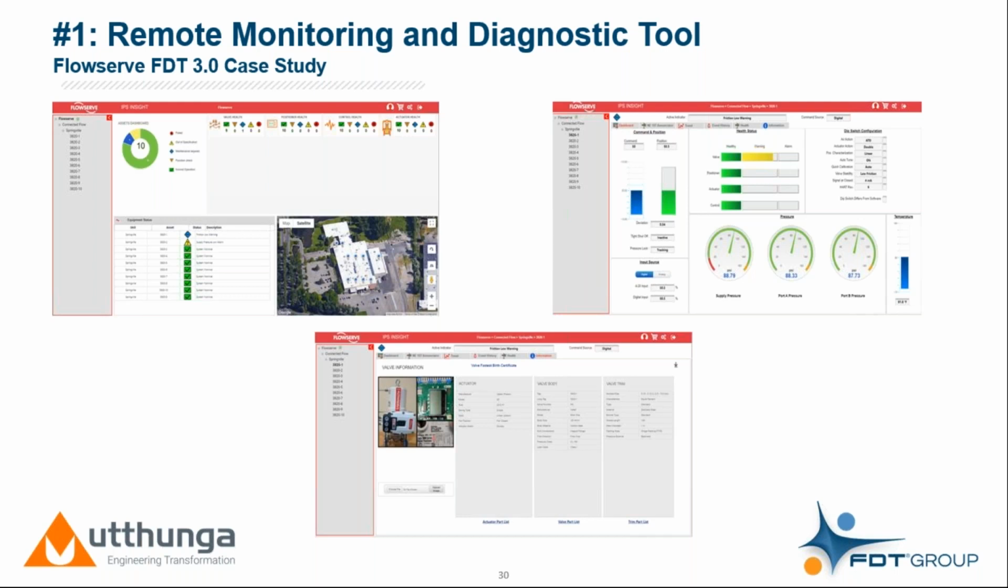It also displays the device health status information related to specific device categories, like whether it is a valve or a positioner or actuator or control. So in this way, FDT 3.0 is not just theory, it is also being validated with this specific case study. Next.